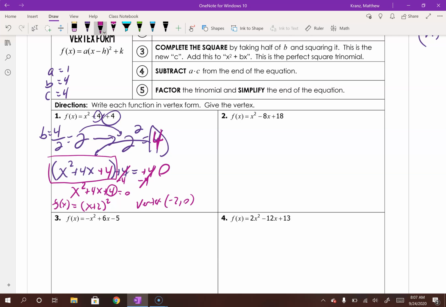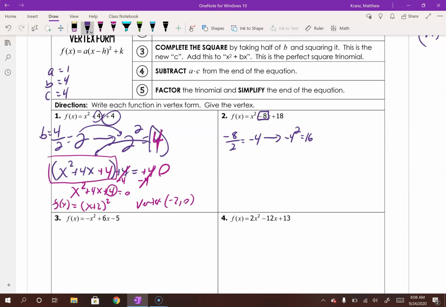All right, I'm going to go ahead and do number 2 to kind of clear it up, because number 1 was a bad example, the way they gave it to us. So I'm going to take my b term, and I'm going to cut it in half. Negative 8 divided by 2 is a negative 4. Then I'm going to take my negative 4 and I'm going to square it, which gives me 16.